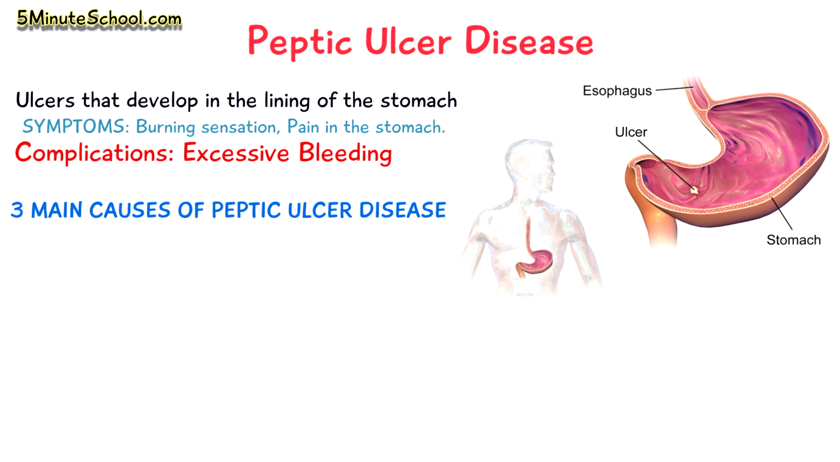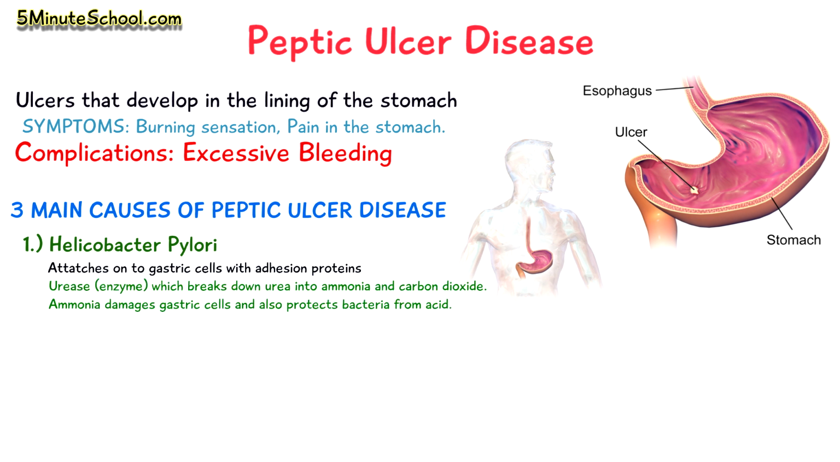There are three common causes of a peptic ulcer. The first is a bacteria called Helicobacter pylori, and this is the most common cause of peptic ulcer disease. So this bacteria has several adhesion proteins so it can attach itself onto the gastric cells of the stomach. It has an enzyme called urease, which breaks down urea into ammonia and carbon dioxide.